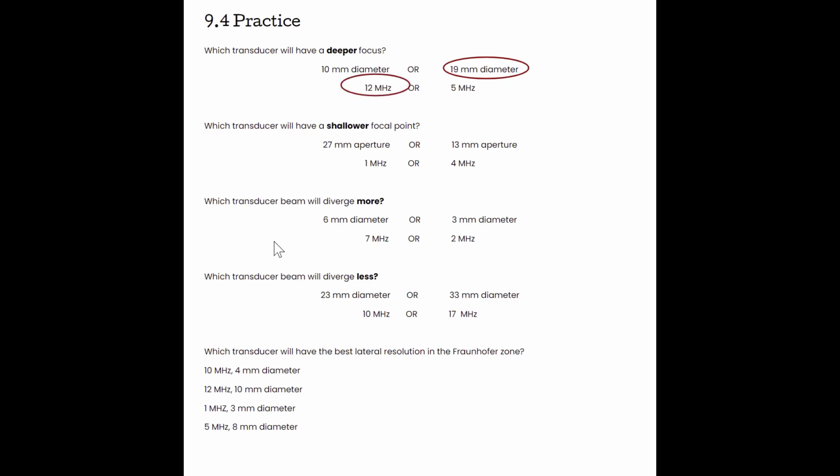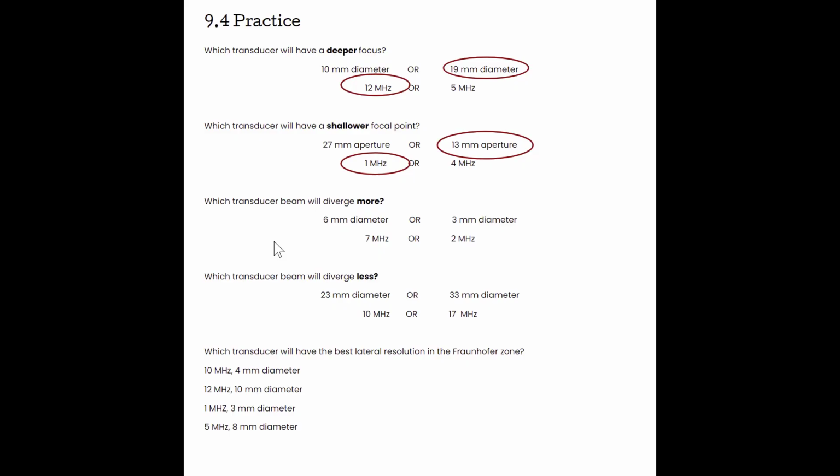Now the next question down says, which transducer will have a shallower focal point? So we're using some of our synonyms in here as well. So focal point is the same as the focus. We're also using aperture in this example as well. Remember, diameter and aperture are the same thing. So shallow focal points are going to go along with narrow or small apertures. So our correct answer is our 13 millimeter transducer. Next one down is comparing a 1 megahertz or a 4 megahertz. Low frequencies equal shallow focal points. So you should have selected your 1 megahertz.